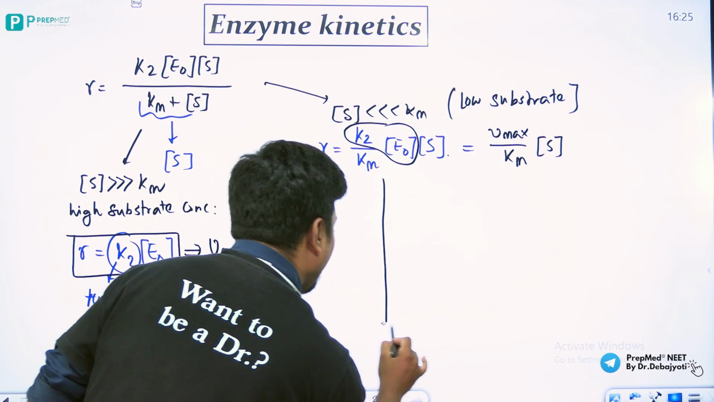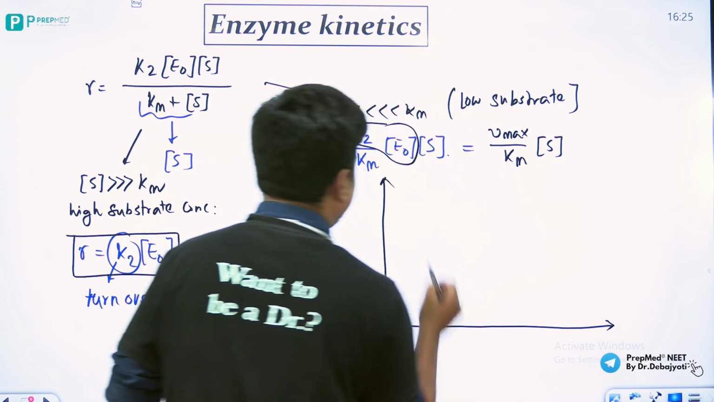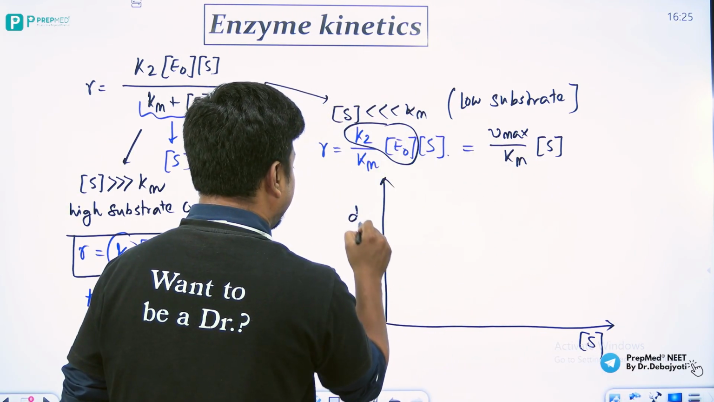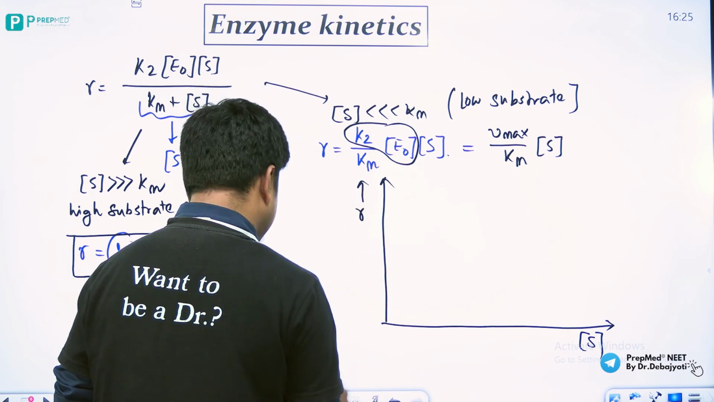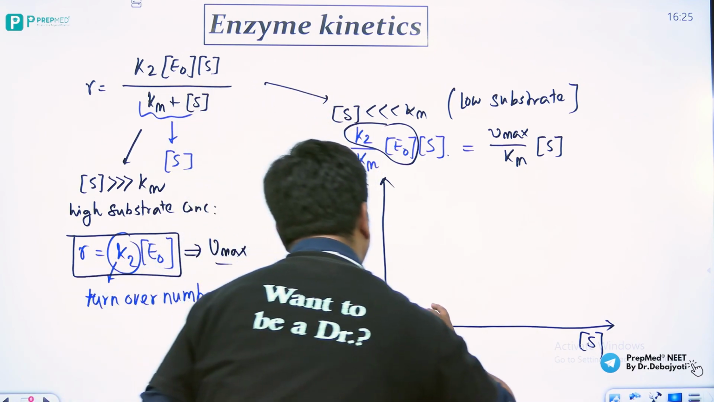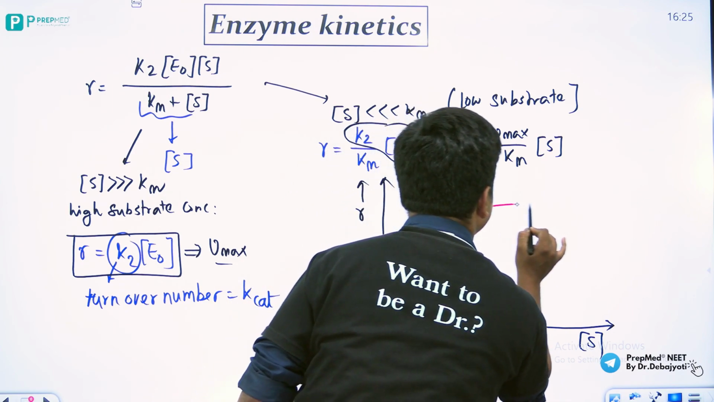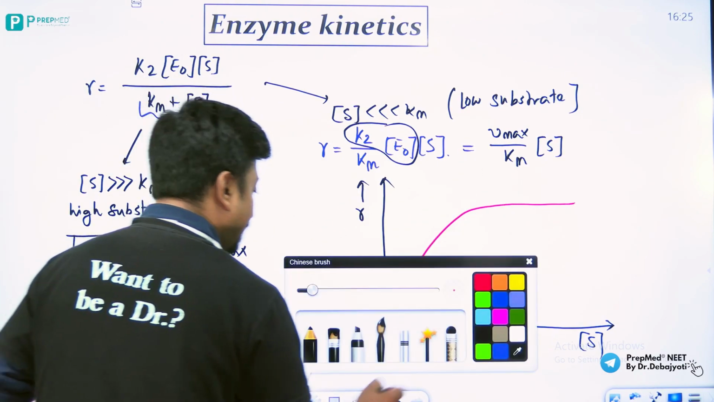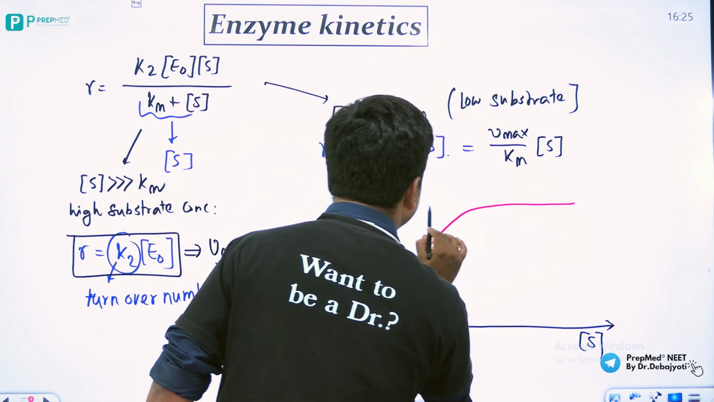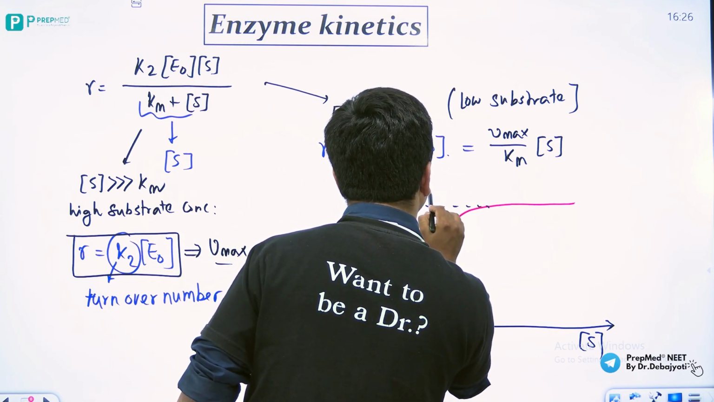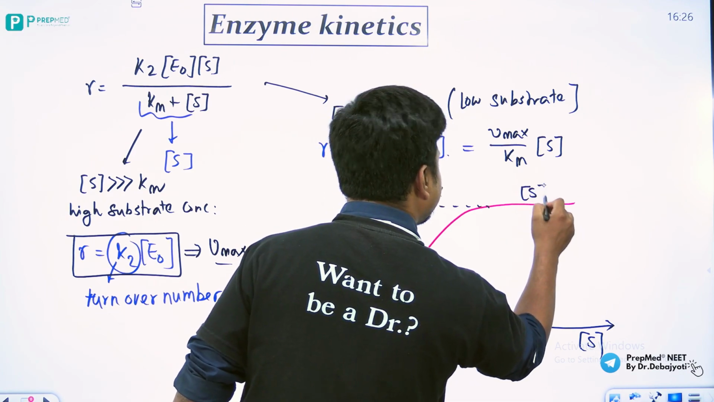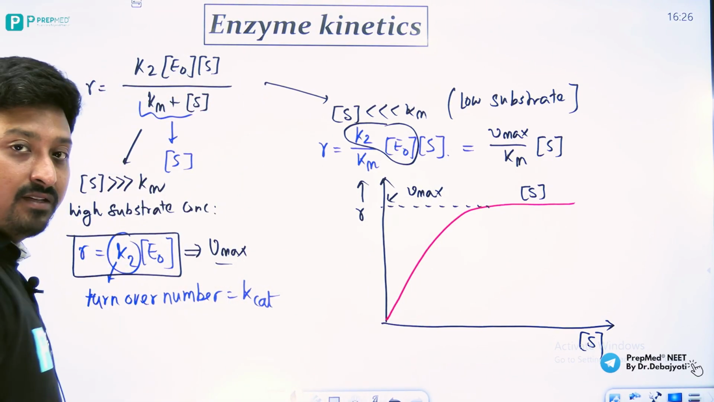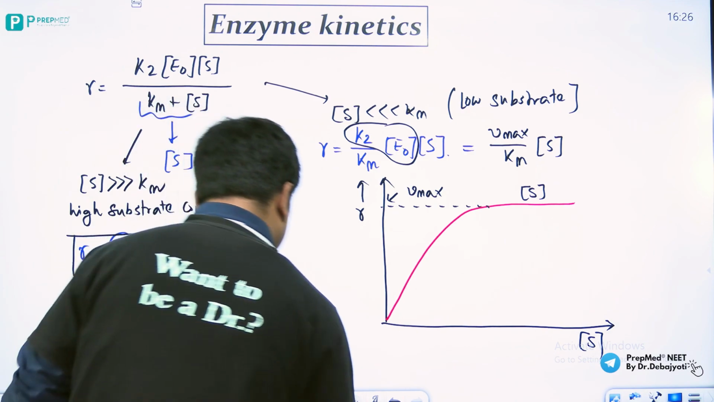So if I plot the concentration of substrate versus the rate of the reaction, the plot will start from 0, and when the concentration of substrate is high, it will become parallel to the x-axis. Remember, this value is called V max, when the substrate is saturated or at very high concentration. Clear? Now there is a small last thing I want to tell.